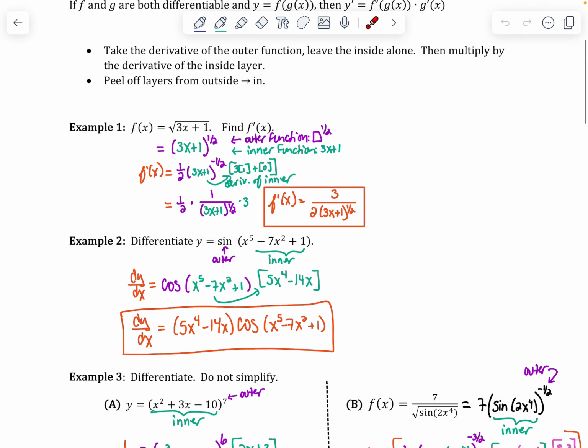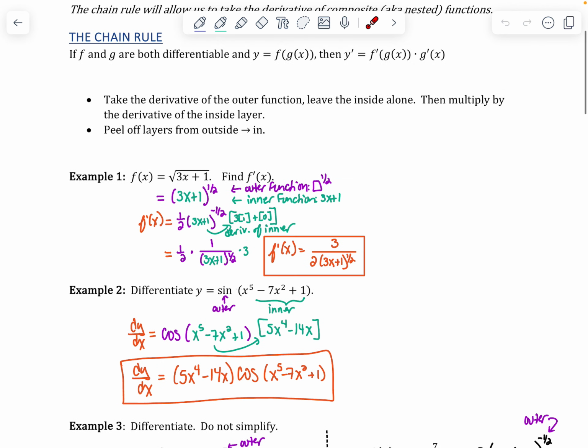Let's take a look at this first example. F of x equals the square root of 3x plus 1, and I'm asked to find the derivative. So hopefully you recognize that the square root can be rewritten as something to the 1/2 power. So this is my outer layer. I have a function to the 1/2 power, but this inner layer, which I've written in green, is the binomial 3x plus 1. So according to the formula, I'm going to take the derivative of the outer layer.